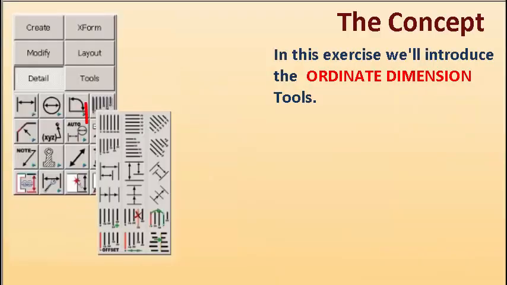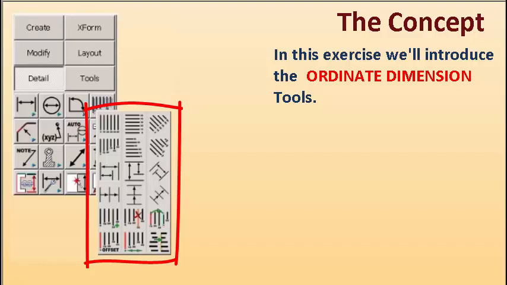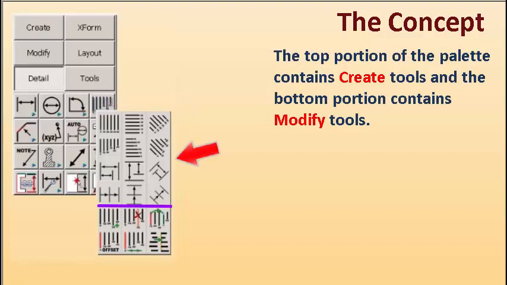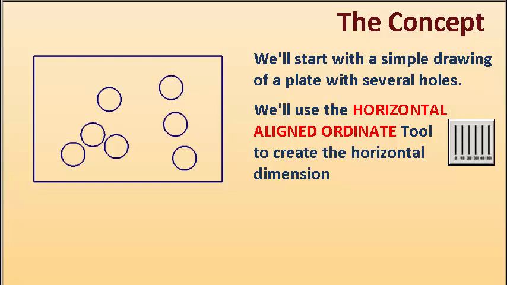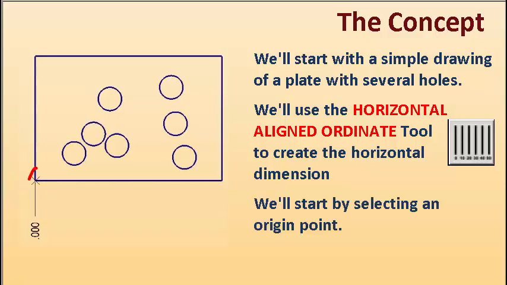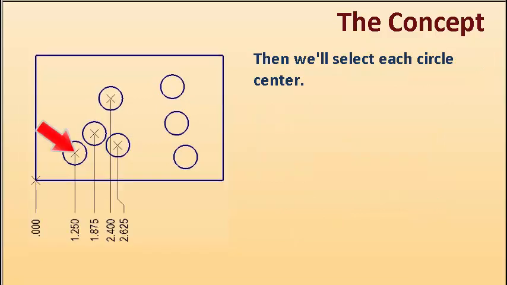In this exercise, we'll introduce the ordinate dimension tools. The top portion of the palette contains Create tools, and the bottom portion contains Modify tools. We'll start with a simple drawing of a plate with several holes. We'll use the horizontal aligned ordinate tool to create the horizontal dimension. We'll start by selecting an origin point, then we'll select each circle center.